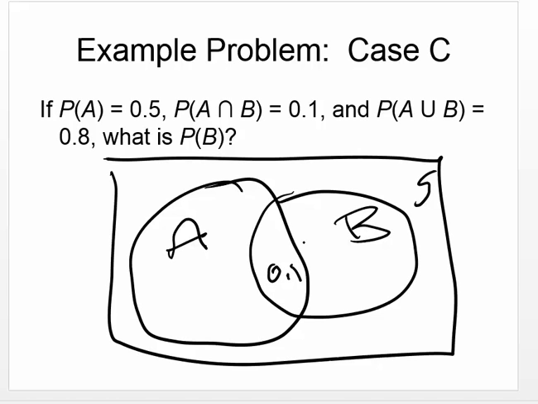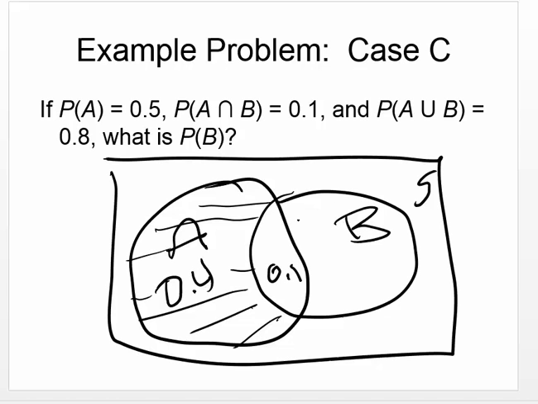So what's the probability that you're in A but not in B? And I'll just put in some shading to help depict what I'm trying to get at. So if I need to put in a probability here, that portion must be 0.5 minus the 0.1. So that's 0.4.